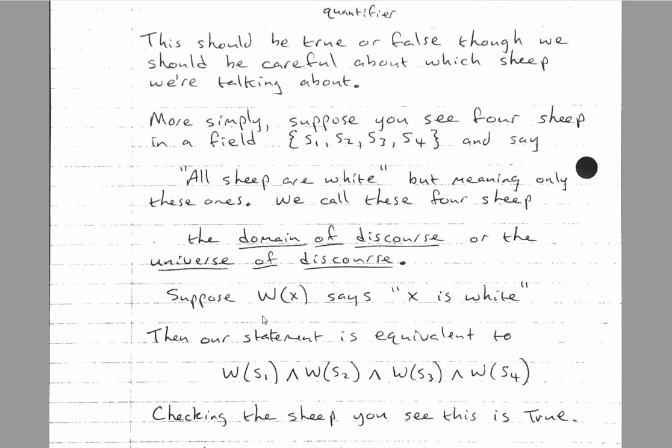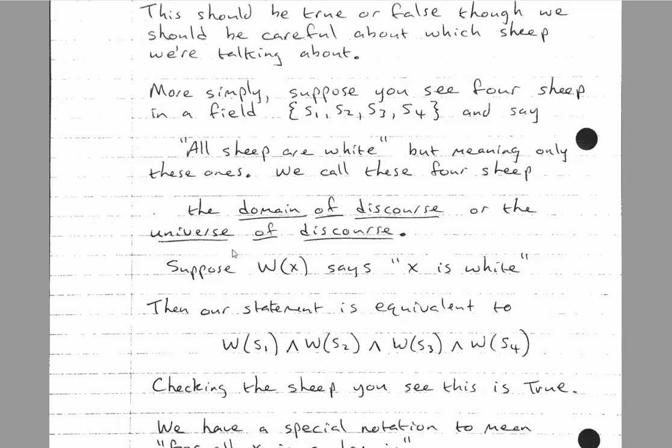And we can use our logic to set this up as a propositional function. Let W of x say x is white. Okay, so when we're saying that all sheep are white, that means S1 is white, and S2 is white, and S3 is white, and S4 is white. So we can write that like this: W of S1 and W of S2 and W of S3 and W of S4. Okay, so we're using the AND operation, conjunction.